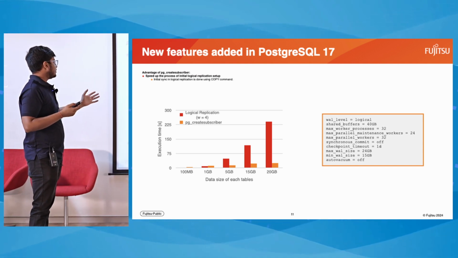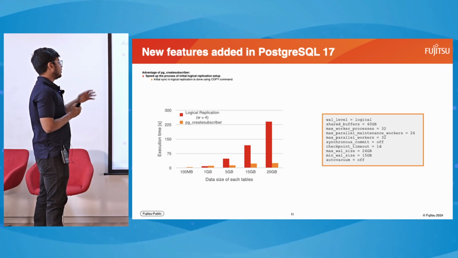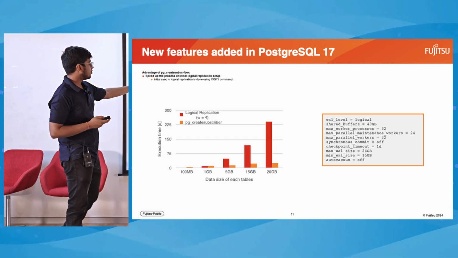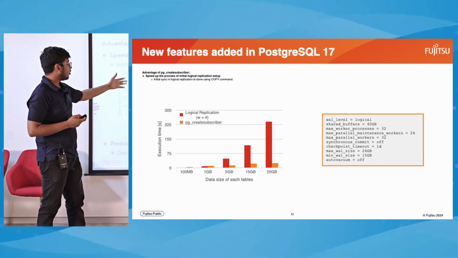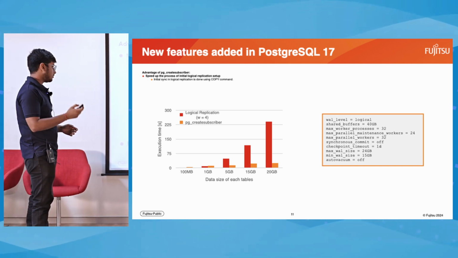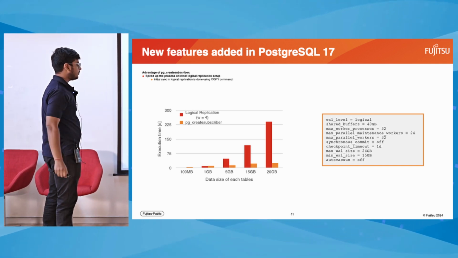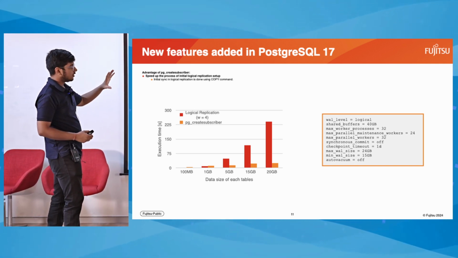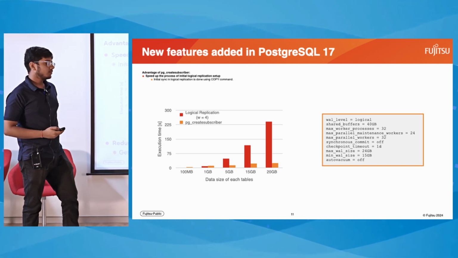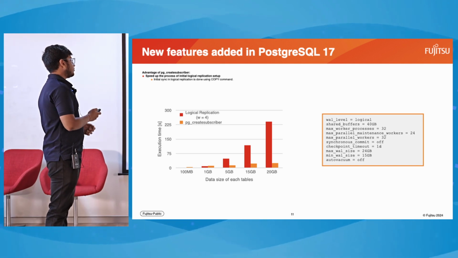Here you can see a graph where we have done the initial sync using logical replication and using PG Create Subscriber. The red column shows the data for normal logical replication, and the orange column shows the data for using PG Create Subscriber. As the data size of the tables increases, we can see a huge difference in execution time. In this way, PG Create Subscriber can speed up the initial sync of logical replication.